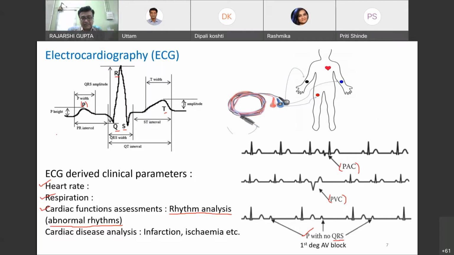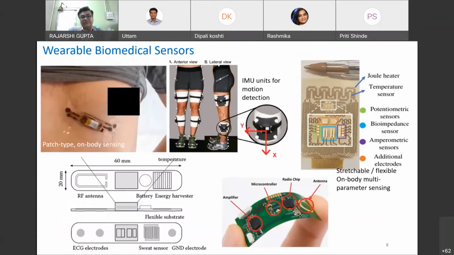If we talk about cardiac disease analysis, then infarction and ischemia are the main diseases. Infarction is manifested by the elevation or the lowering of the ST segment at certain times. Okay. Let us move on, because these two signals I will be using mostly.